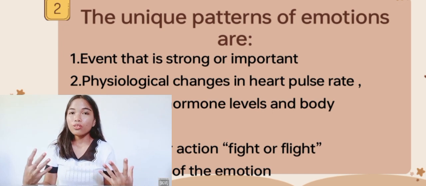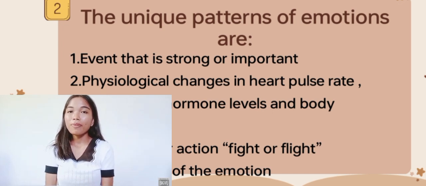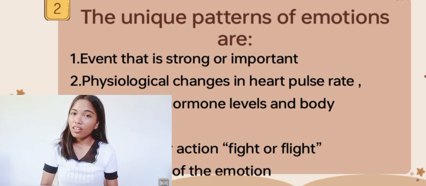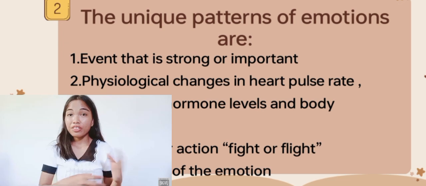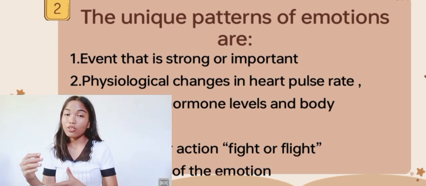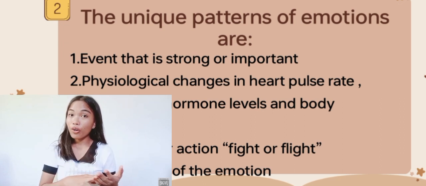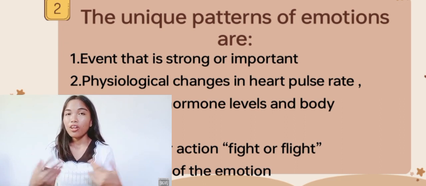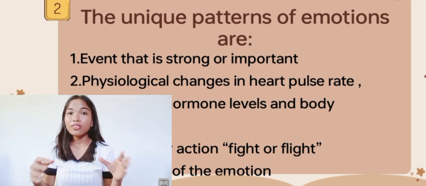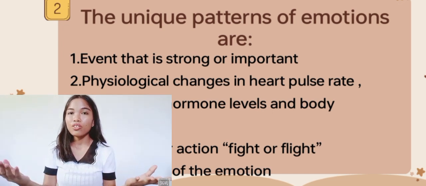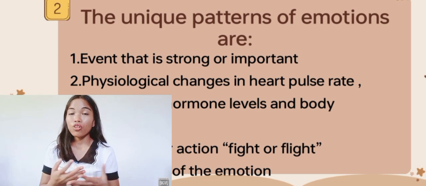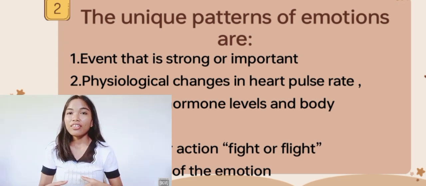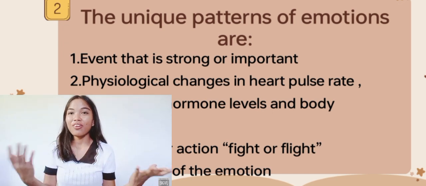So, as we all know, emotions are a complex psychological state that involves various physiological, cognitive, and behavioral responses. They are usually triggered by an event or situation that is significant or meaningful to an individual. For example, if someone receives good news, they may experience the emotion of happiness, which is characterized by a positive mood, increased heart rate, and a smile on their face.